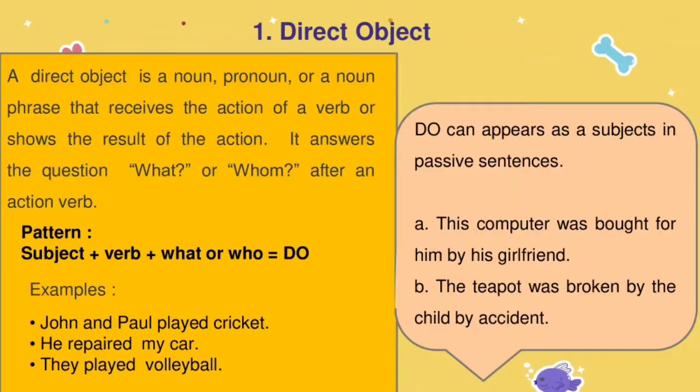Lanjut, direct object dapat muncul sebagai subjek dalam kalimat pasif. Misalnya, A. This computer was bought for him by his girlfriend. B. The teapot was broken by the child by accident. Di dalam kalimat A, this computer adalah direct object yang menjadi subjek. Dan B, the teapot adalah direct object yang menjadi subjek.